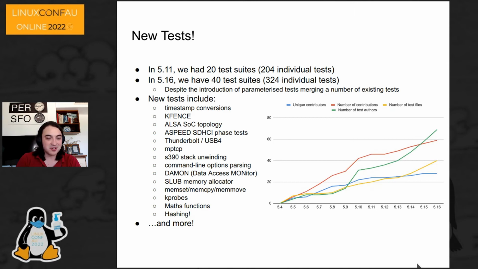KFENCE is a new memory checker. There's sound driver, SD card driver, Thunderbolt, multipath TCP, stack unwinding for the S390, memory management. DAMON's really cool. This was the first project that actually used KUnit, and it's finally upstream, so we're really excited. Basic kernel functions and C functions like memset, memcpy, memmove all actually have some KUnit tests. The hashing for files, it's all there.